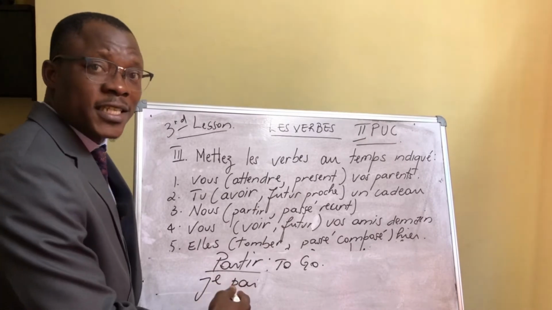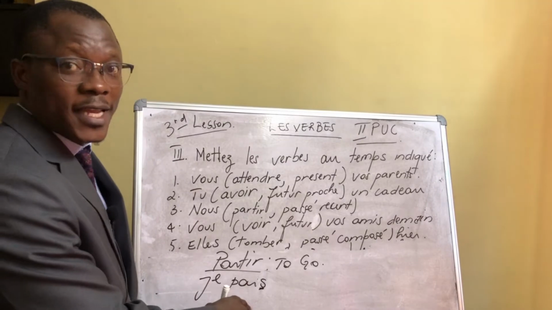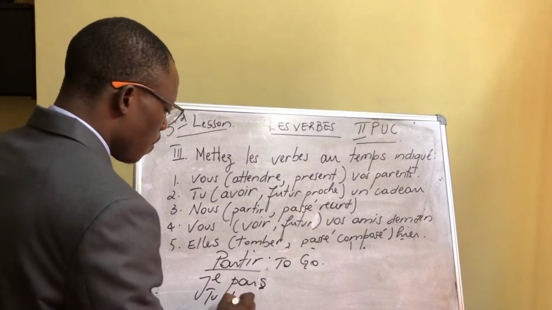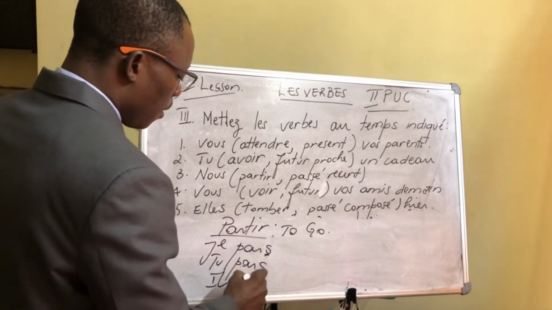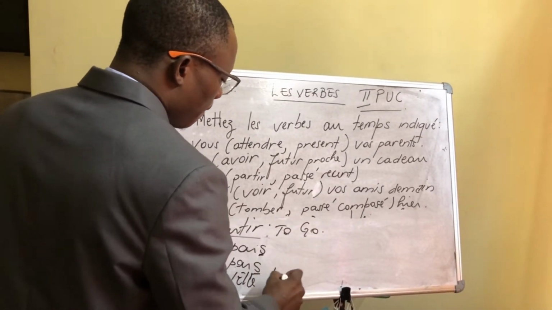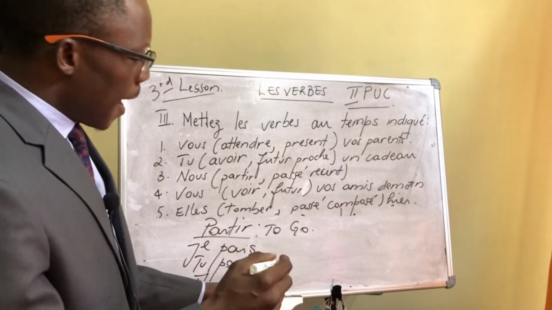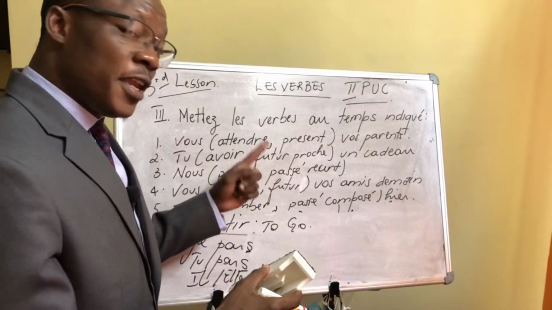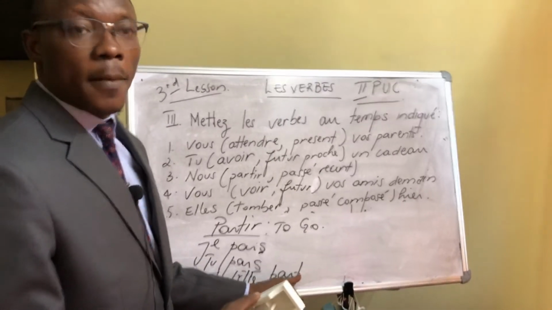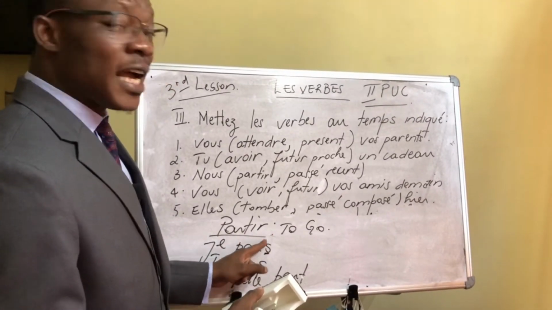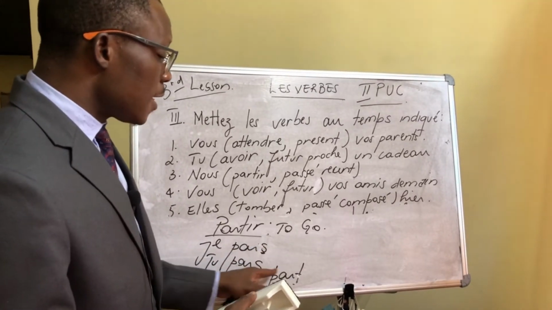As you can see, for partir in the present tense, we will have je pars. Now, it ends with S. Tu pars. Ending with S again. Il or elle part. Ending with T. I hope you can see. For finir, I had IS, then IT. But for partir, I don't have I there. There is no I. There is only S, T.